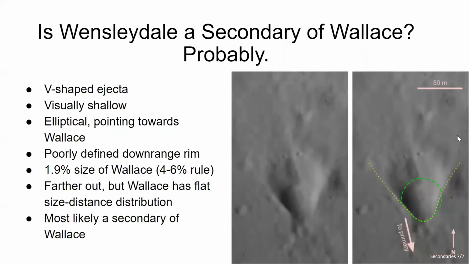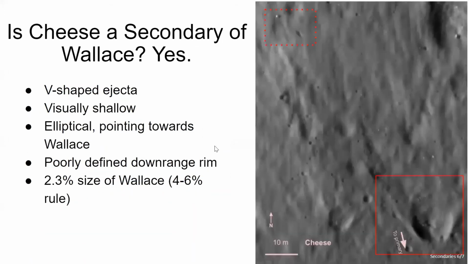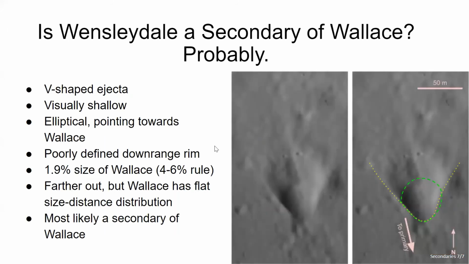All right, what about Wensleydale? It's probably a secondary of Wallace. Here it is, right here. It's got that V-shaped ejecta. And you guys can see that difference, this imagery versus this imagery. It's visually shallow, it's elliptical with the long axis pointing back towards Wallace. It's got the poorly defined downrange rim. It's way below that 4 to 6% rule. And it is further out than cheese and Gromit. But again, remembering that 99th quantile regression plot, Wallace has a very flat size distance distribution. So it is most likely a secondary of Wallace.